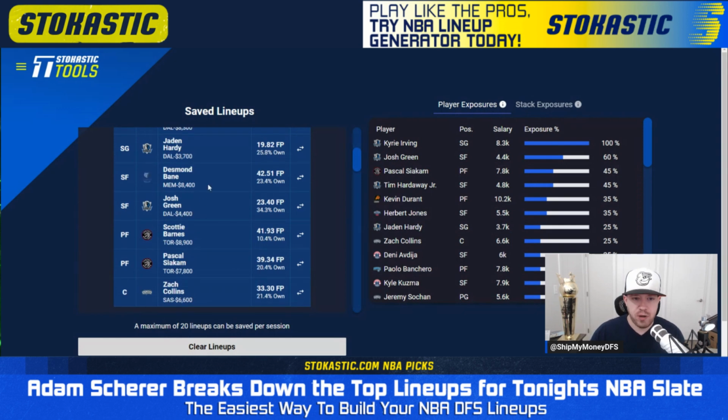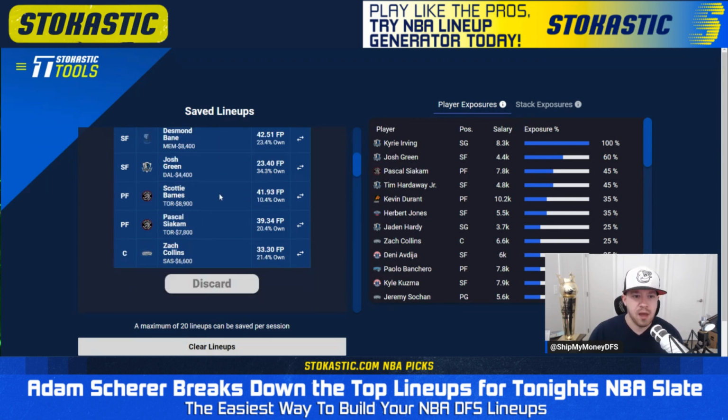Desmond Bane and Josh Green are your small forwards at 23 and 34% ownership, respectively. They both look very good. Desmond Bane looks very good because he's Desmond Bane. Josh Green looks very good because he's cheap and Luka's not playing. Scotty Barnes and Pascal Siakam, both strong plays from Toronto. Barnes only getting 10% ownership, so pretty contrarian option there. And then Zach Collins rounding things out at 21%.